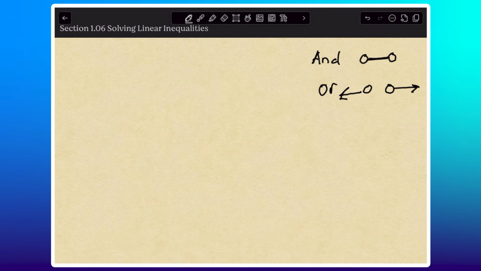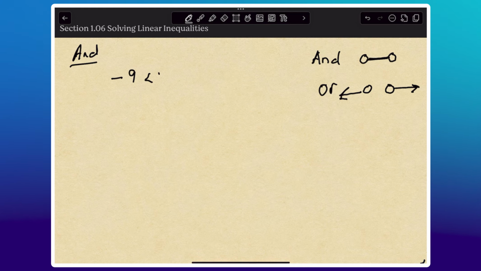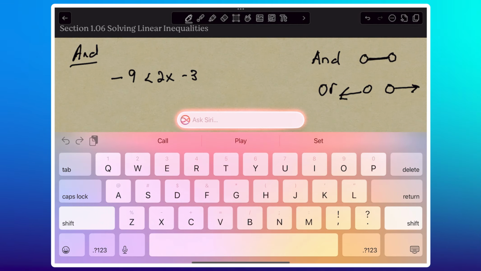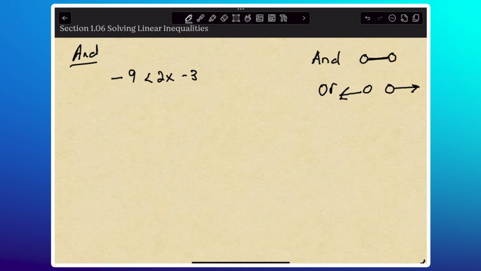And now I'm going to show you an example of an AND statement and an OR statement. Here we go. The AND statement is going to look like this, or an AND graph. Now the first thing you want to do is say -9 is less than 2x minus 3 is less than 7.